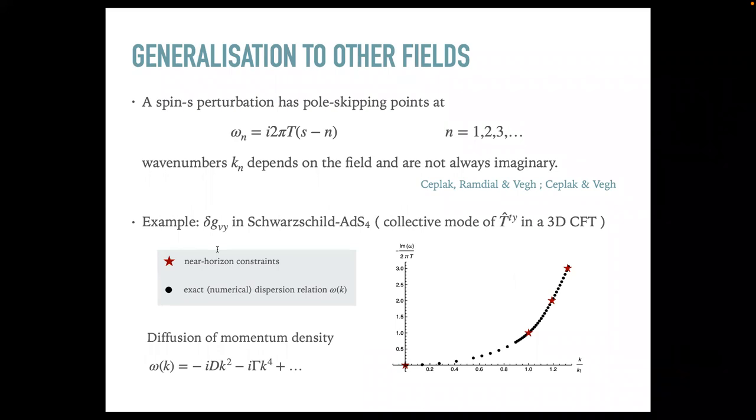And so this pole skipping analysis gives us complementary constraints. It tells us these coefficients, D and gamma and so on, cannot just be arbitrary numbers. These have to be tuned in such a way that the dispersion relation is going to pass through all of these points. So this example is a bit more interesting because k is real and because it's connected to hydrodynamics.